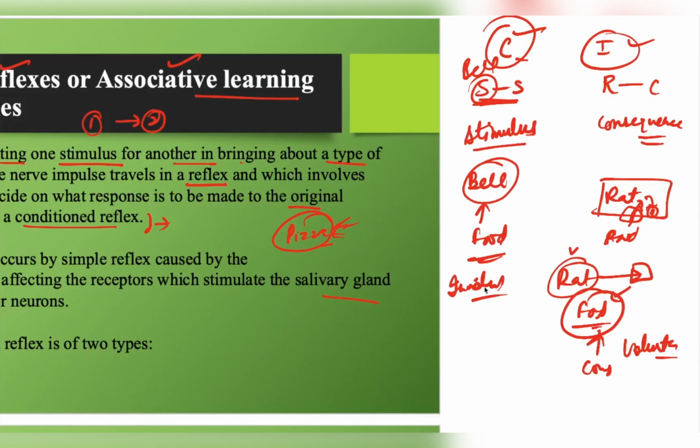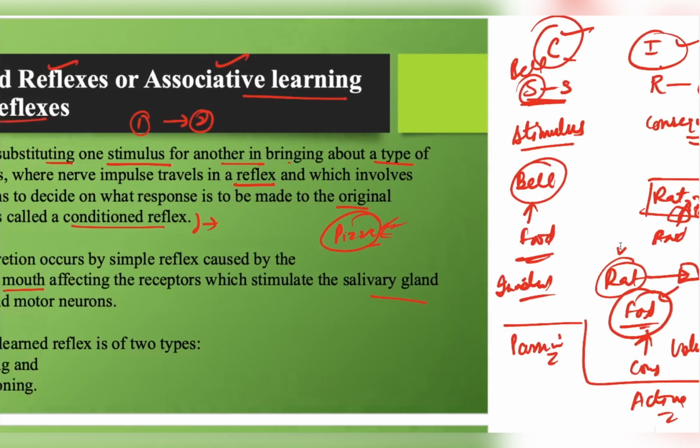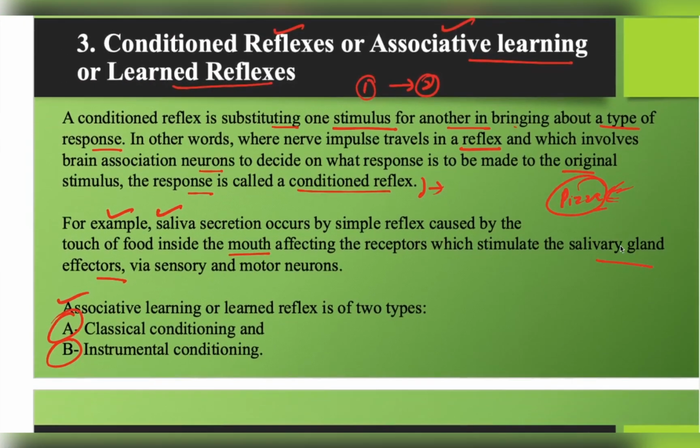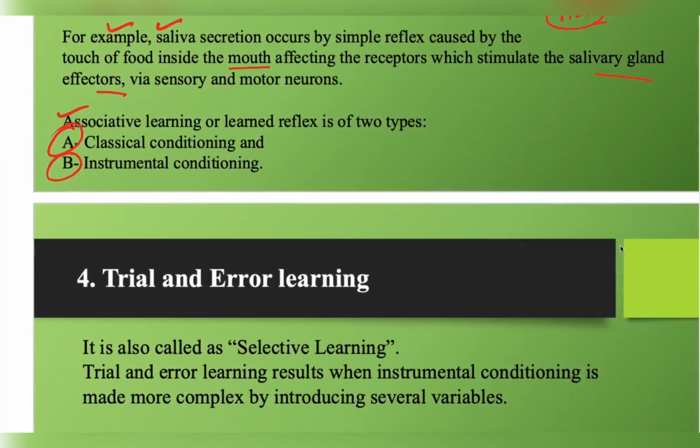And if you see it on the basis of the learner's behavior, for example in this case the dog, in this case the rat. In classical conditioning the behavior of the learner is passive, because the stimulus itself elicits the response; the learner has not done anything. But in instrumental conditioning, the learner's response is active, because the rat has to press the lever in order to get the food. So this is the difference between these two types of associative learning. I hope you understand the difference.